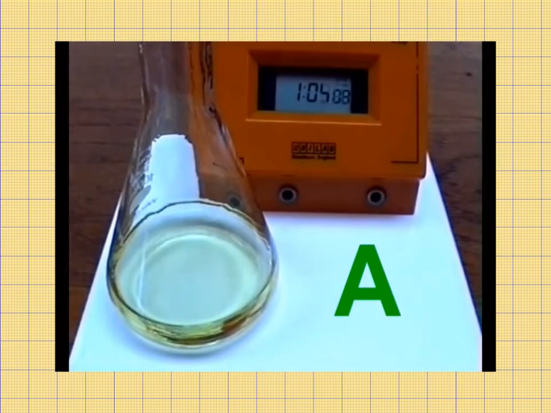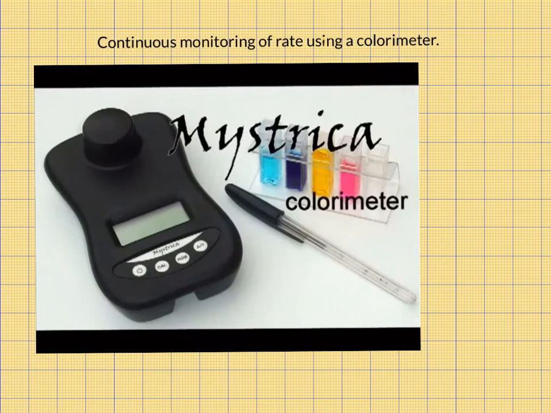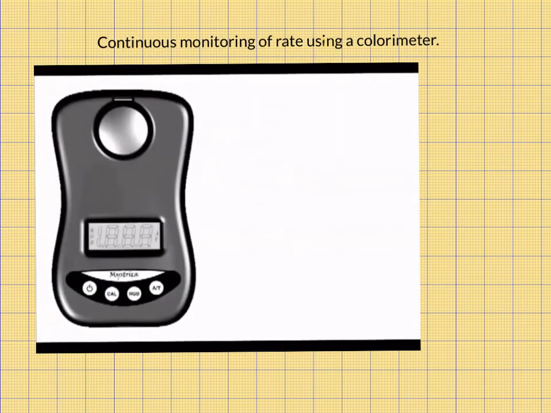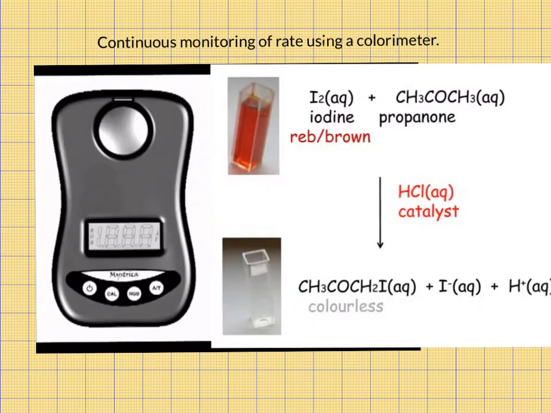Clearly, to look at the effect of changing, for example, the concentration of the propanone, you'd have to repeat this experiment a few times, varying the concentration of propanone. So let's look at a more efficient method. A more efficient way to monitor the rate is to use an instrument called a colorimeter. The colorimeter will measure the change in absorbance of light passing through the iodine solution over a period of time as it changes from brown to colourless.